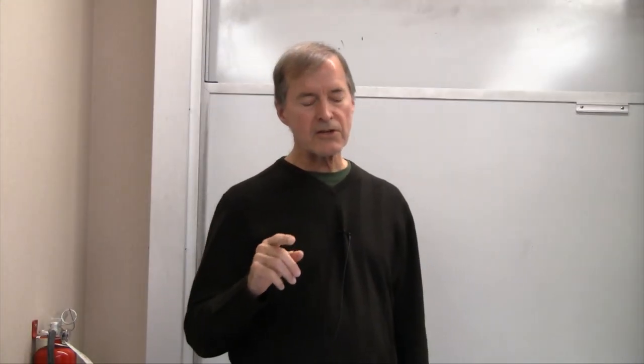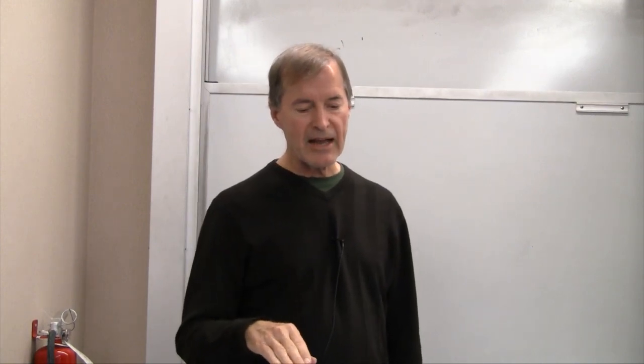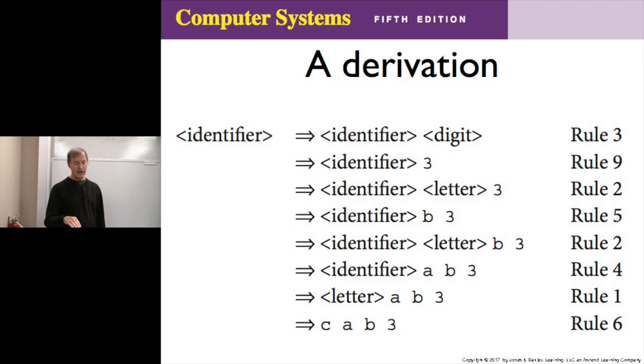Well, okay, that's a good question. What happens is, for example, on the third line down, we have derived an identifier concatenated with a letter concatenated with three. It doesn't matter what order you pick. You could pick a production rule for an identifier, or you could pick a production rule for a letter. So it doesn't matter what order you do it in. I don't know if that answered your question.